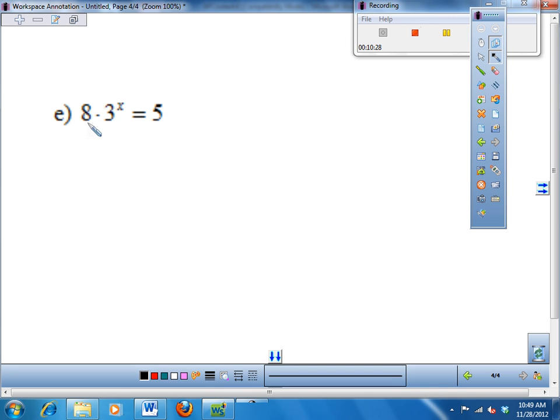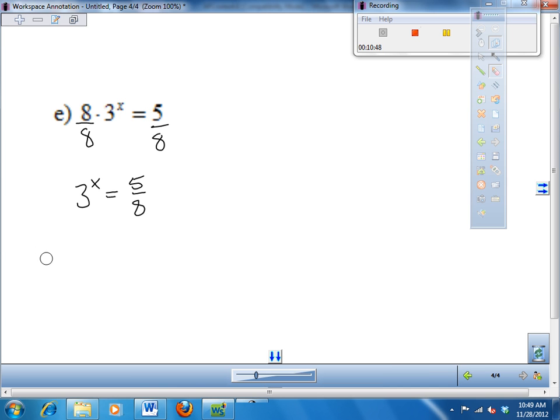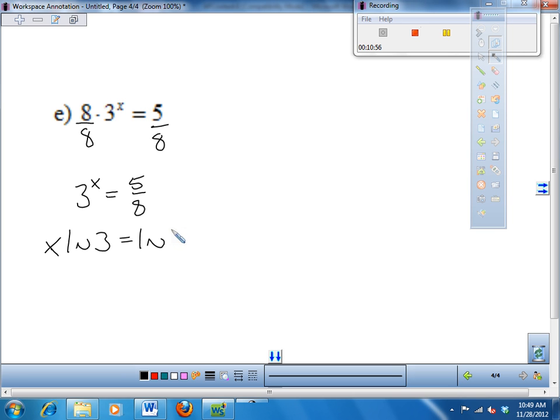What you do is you first divide by 8 to get the 3 to the x by itself. Then you have 3 to the x equals 5 over 8. And then you natural log both sides. So I'm not going to rewrite the whole thing. I can bring the exponent down: x natural log of 3, I'm skipping a step here, equals natural log of 5/8.